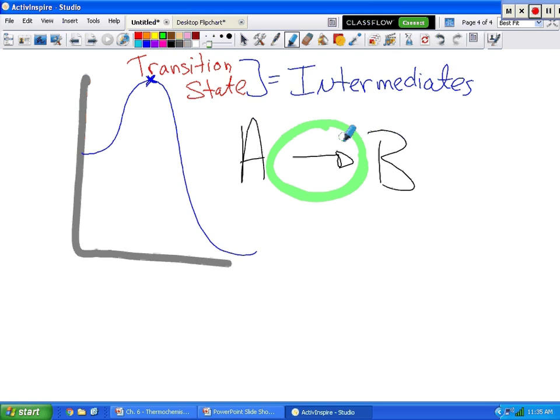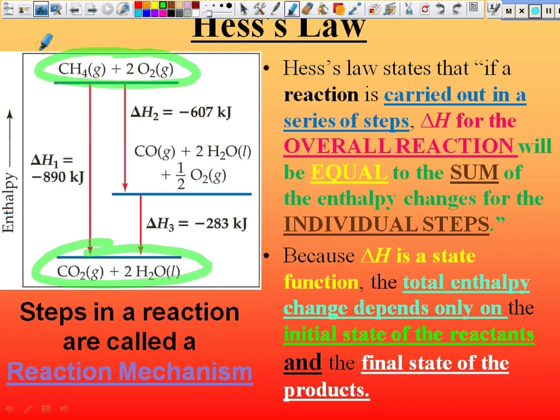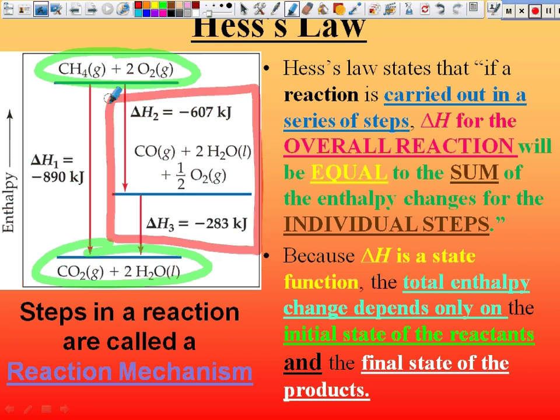Notice what's happening right here. Do you agree that 2 different reactions are occurring? Yes. So what happens is this methane must be broken down into part of the reactants. So this would be your intermediate state. And so what can happen is these things can be broken down into individual steps. So Hess's law states that if a reaction is carried out in what? That blue, the last part in blue? Series of steps, the delta H for the overall reaction is equal to the sum of the individual steps.